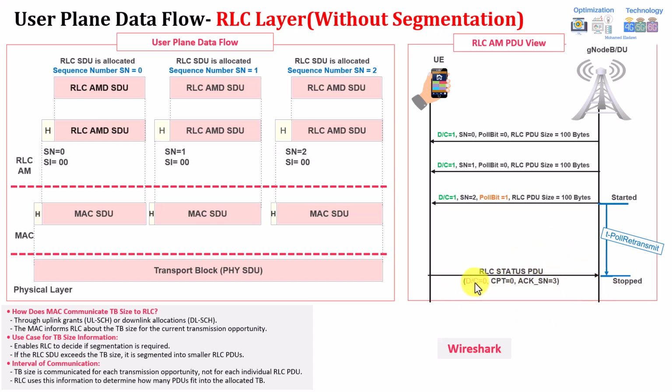So this is how the feedback looks. This is D/C equals 0, telling it there's control. And here it's telling it CPT equals 0. This means there is another header for the PDU, but I will not explain this one in detail. Simply, CPT equals 0 means this is an RLC status report. And here it's telling it, okay, acknowledgement sequence number equals 3. So here you received 0, 1, and 2. It is confirming that I'm waiting for the next, sequence number 3, because I acknowledge that I received 0, 1, and 2.